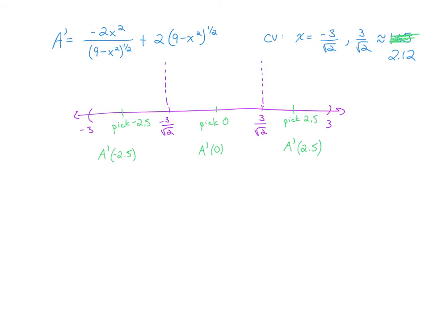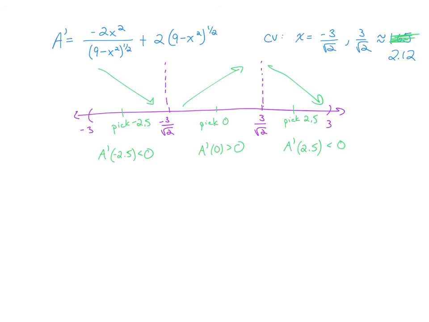So as far as this is concerned, the derivative when x equals -2.5 was negative, so it is decreasing on this interval. The derivative when x equals 0 is positive, so it'll be increasing on this interval. And then it will be negative when x equals 2.5.